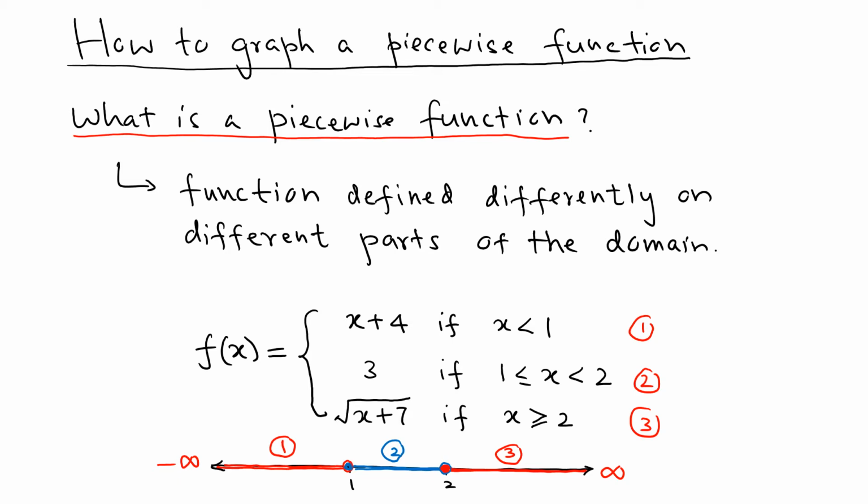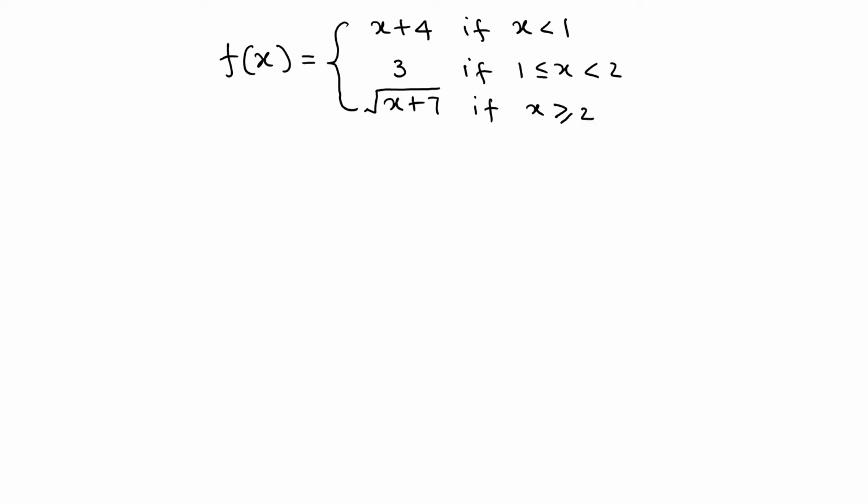Now let's look at those functions in detail. We have this function. For x less than 1, we have the function y equals x plus 4, and you know that this is the equation of a straight line. If you look at the graph, you get a straight line with slope 1 and y-intercept 4. So it goes through 4 with slope 1.